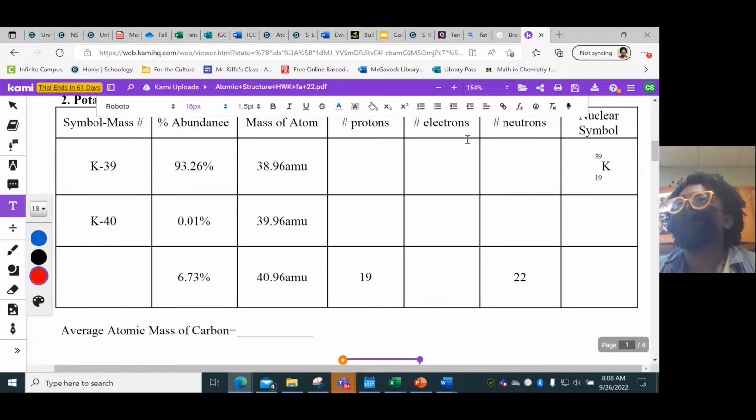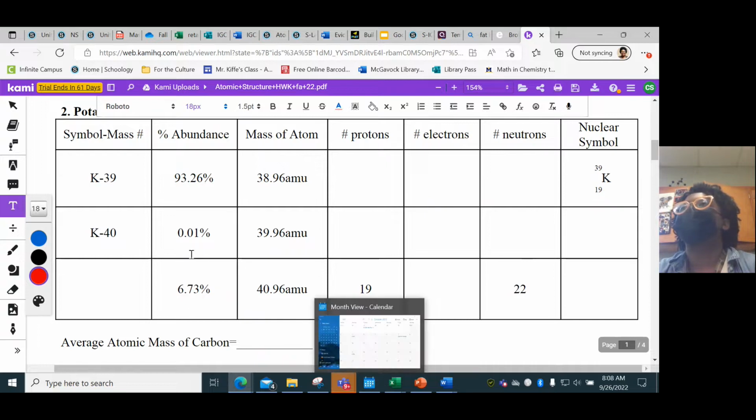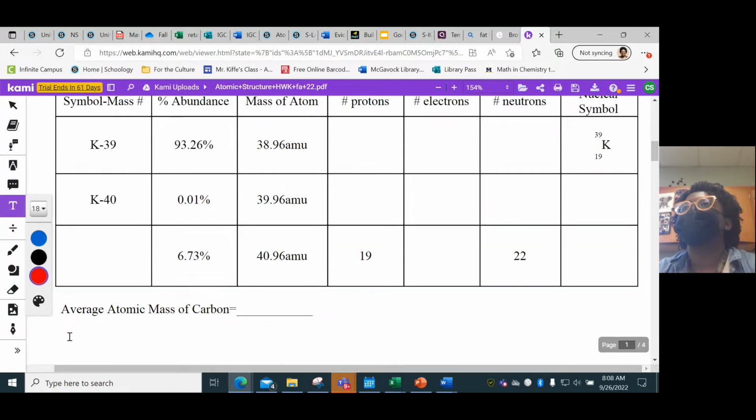Do you guys need help with this portion of it? No? Yes or no? Anybody need help with this portion of it? Okay, so let's do this average atomic mass down here then.